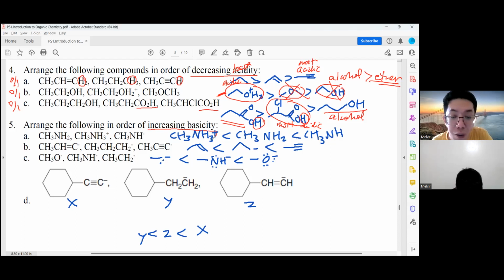Increasing. Okay, very good. Ammonium ion ito, no? So ammonium mo to, CH3NH3+. So acidic yan. Then susunod will be NH2, very good. Amine lang siya. And then yung last one is an amide, no?